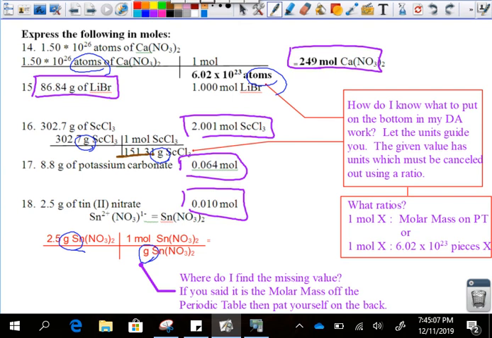Then I let the calculator handle the heavy math. Parentheses, 1.5 times 10 to the 26th, close parentheses, times 1 divided by parentheses, 6.02 times 10 to the 23rd. Calculator does math. Answer pops out. Atoms divided by atoms cancel each other out, so we just have moles left, which is why the unit mole is left over in the answer.